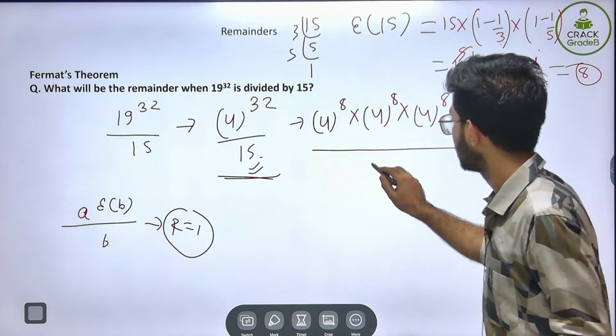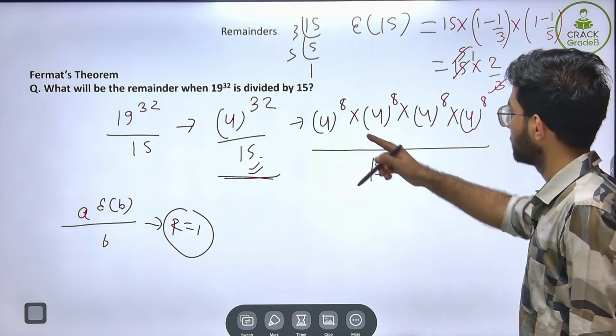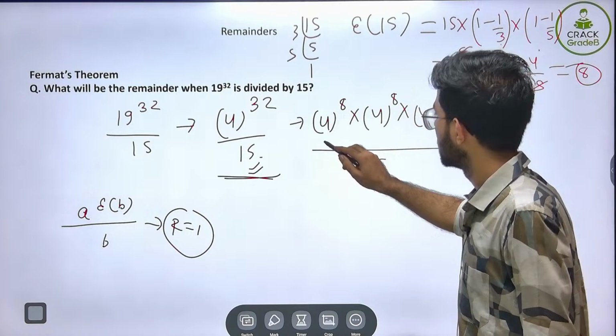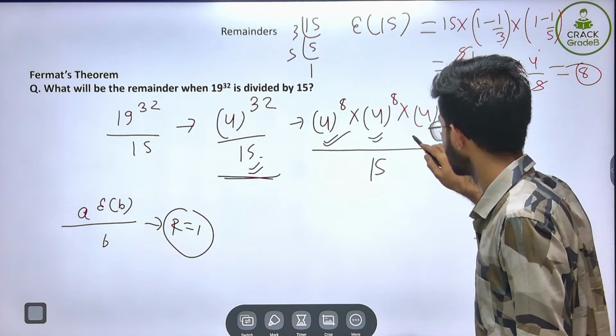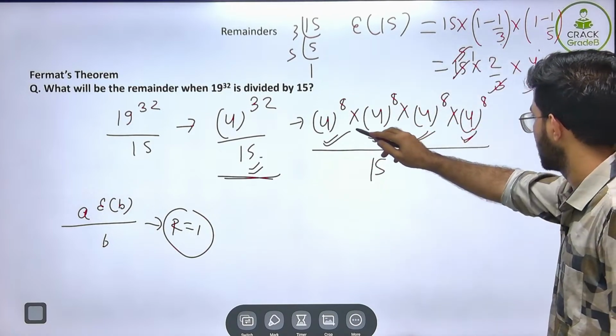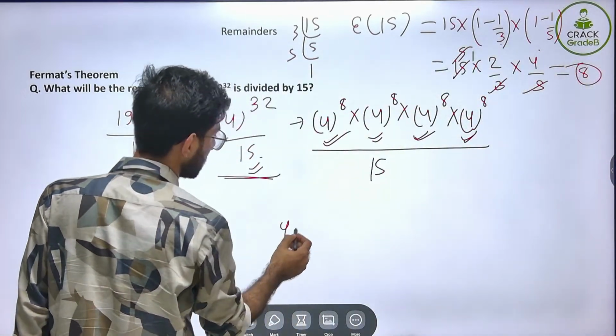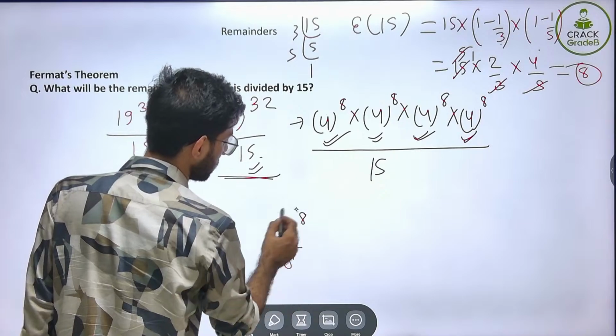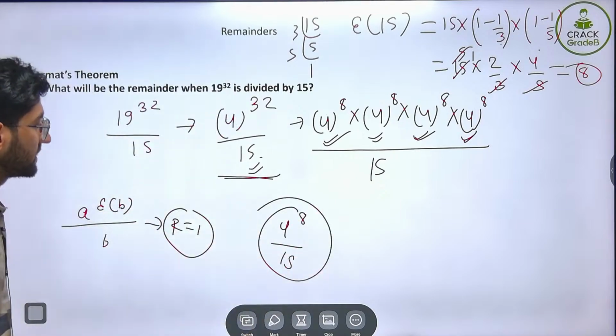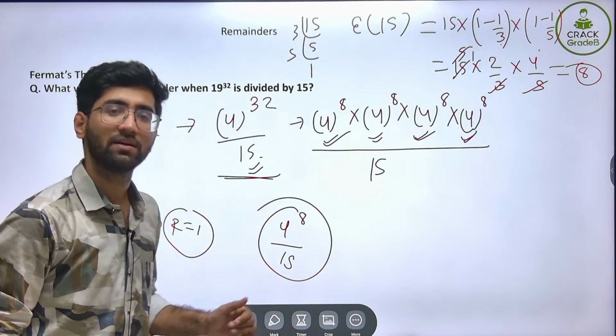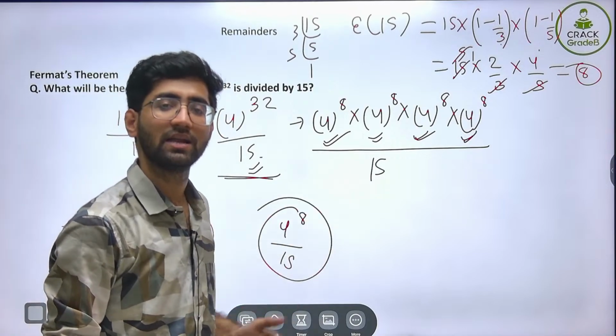And we have to divide this number by 15. So can we divide all of these numbers separately? Yes, we can divide all of these numbers separately. So basically, we will have to divide 4 to the power 8 by 15. Now try to apply Fermat's theorem. See, 8 is the Euler number of 15.